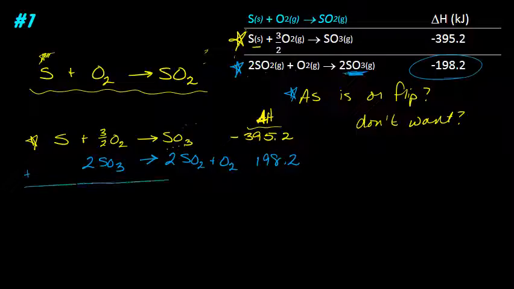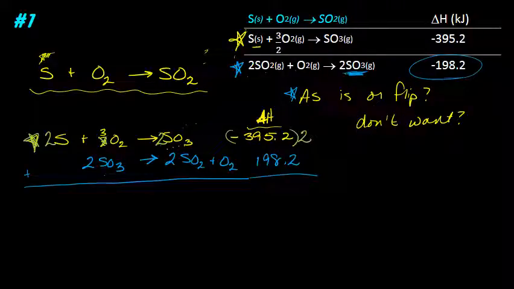Now I'm ready to try to add these together. But before I can add them together, you want to ask yourself, will the SO3s cancel? I've got 2 on the reactant side and 1 on the product side, so no, they don't cancel because 2 minus 1 is not 0. So I'm going to go ahead and multiply this top equation, this one, by 2. So 2 here, 3/2 times 2 is just 3. Multiply this times 2, which means I have to multiply this guy by 2. Now I'm ready to add it up.